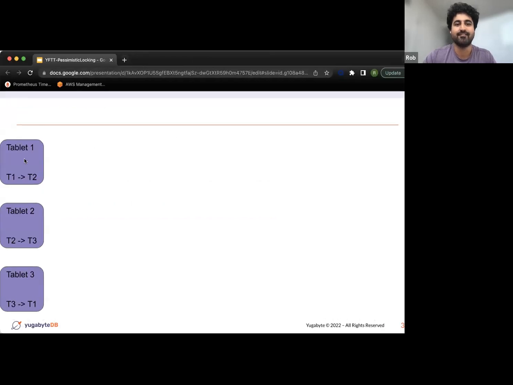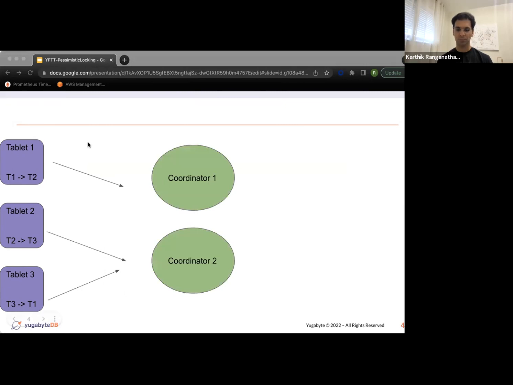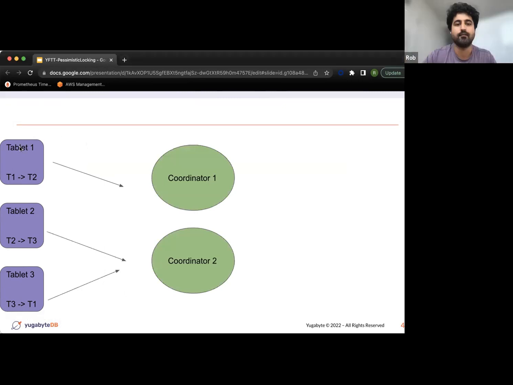Let's talk about what happens. So imagine we have this scenario, 3 tablets, where in tablet 1 we have T1 waiting on T2. T1 is a transaction, T2 is a transaction. In tablet 2 we have T2 waiting on T3. In tablet 3 we have T3 waiting on T1. So obviously from a bird's eye view, we can see there's a cycle between these 3, but we have this information distributed.